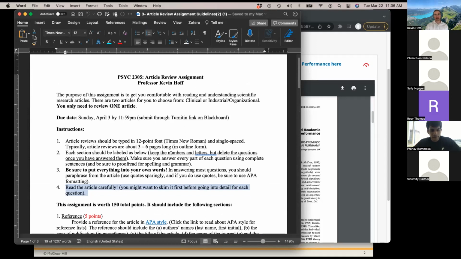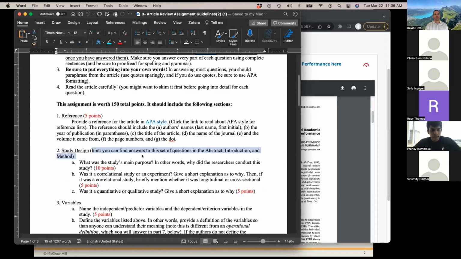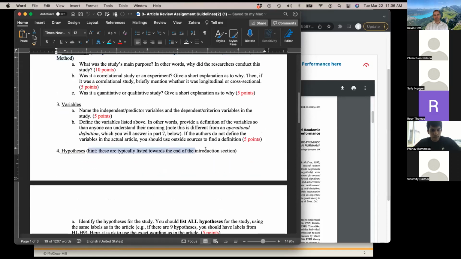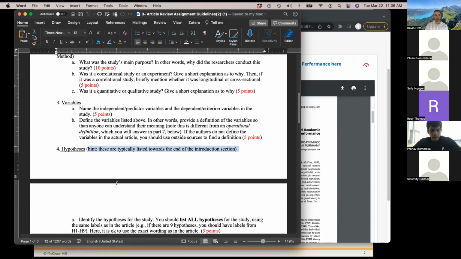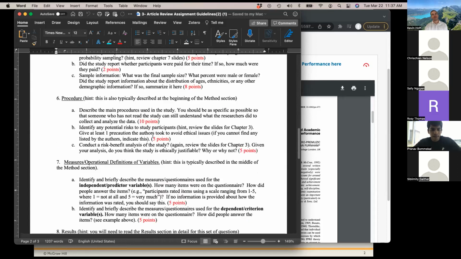Both of these articles follow pretty typical formatting, in that there's an intro, a method section, results, and discussion. So I also provided hints for each set of questions about where you can find the information relevant to answering them within the article. These are just general hints, and ultimately you have to go through and find it yourself.